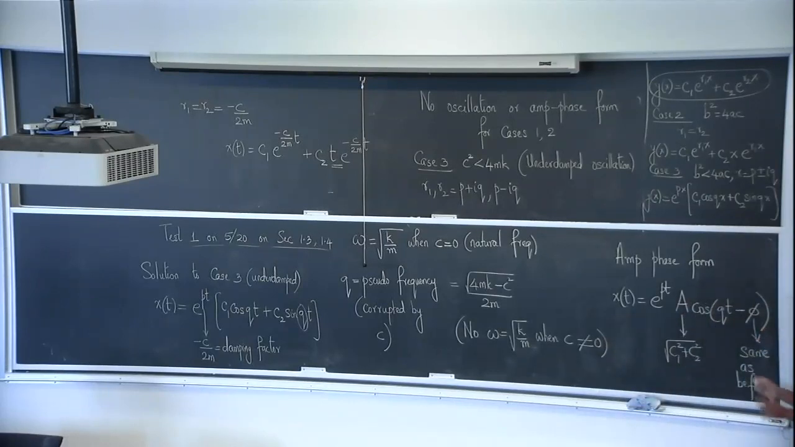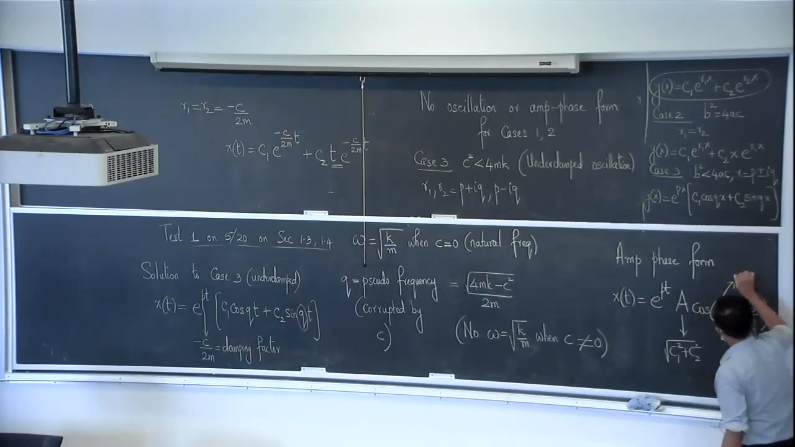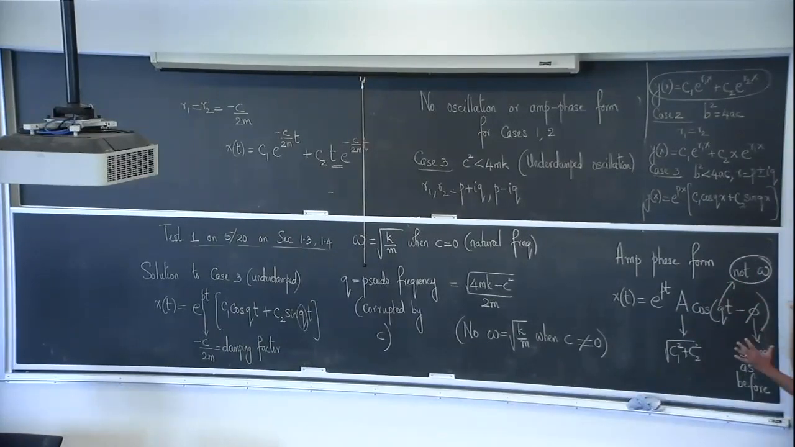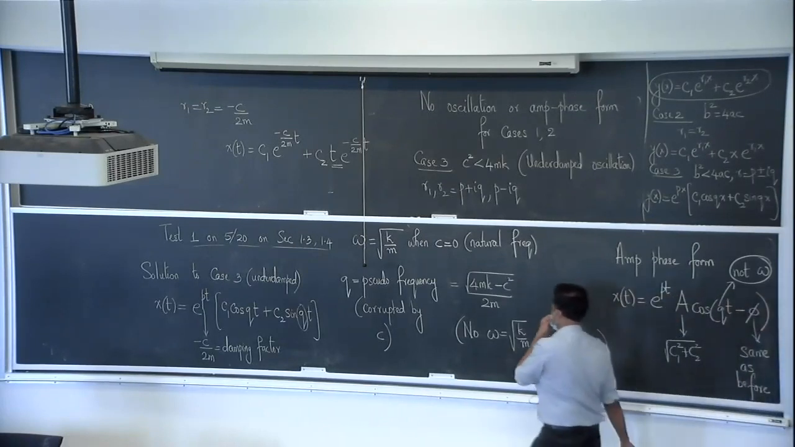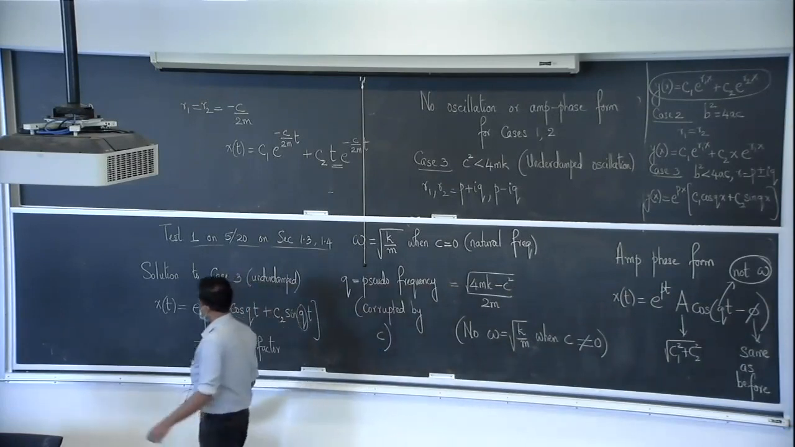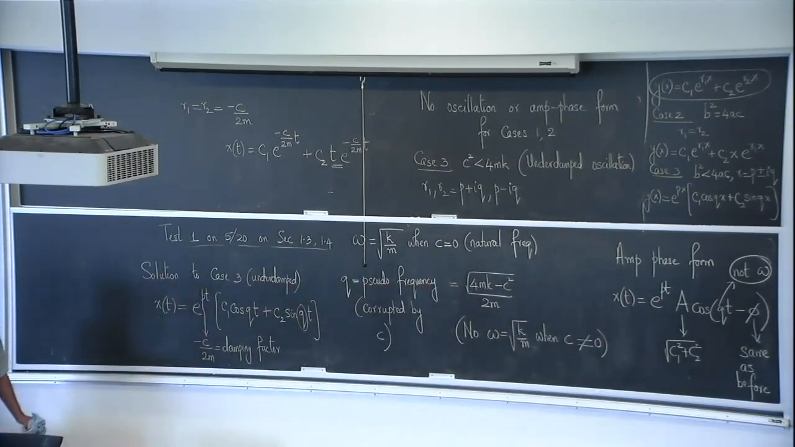Those of you who are paying attention, please pay attention to this part, not omega. There is no natural frequency in this case. I don't know what exactly goes wrong when students copy it from one place to the other. A lot of students just write it as A cosine of omega t minus phi for this particular case. It's not, it's Q. All right, so if you keep those things in mind, it's pretty routine calculation.